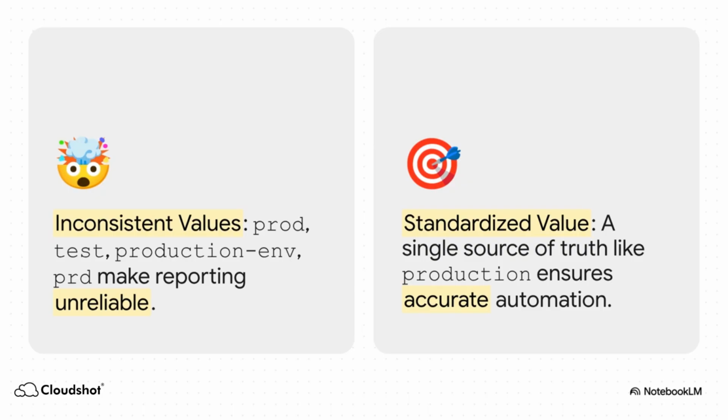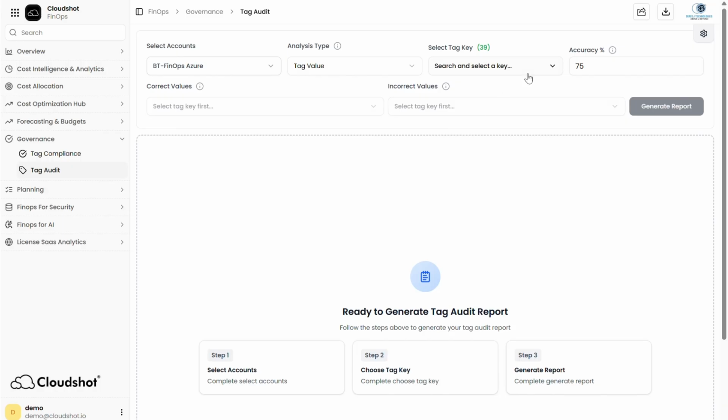These tiny little inconsistencies seem harmless, but they absolutely wreck your reporting and automation. They make it totally unreliable. What you really need is one single source of truth, one standardized value for everything. So how do you find them? Well, the Tag Audit report makes it super simple.